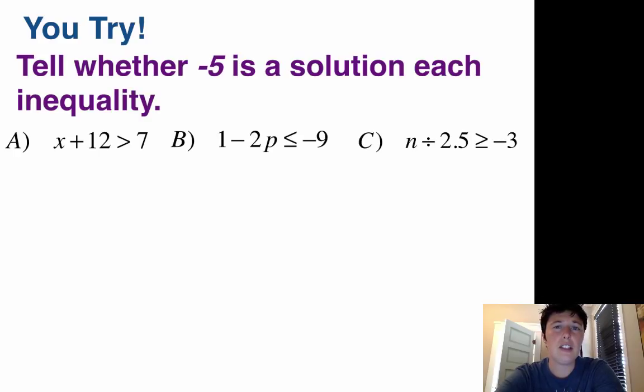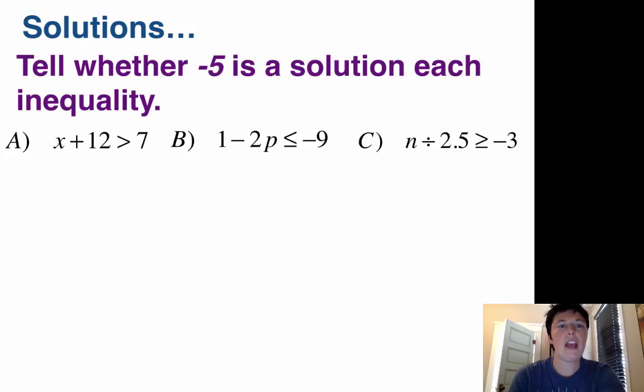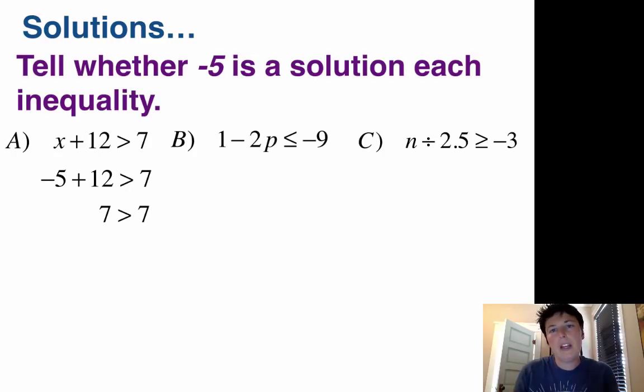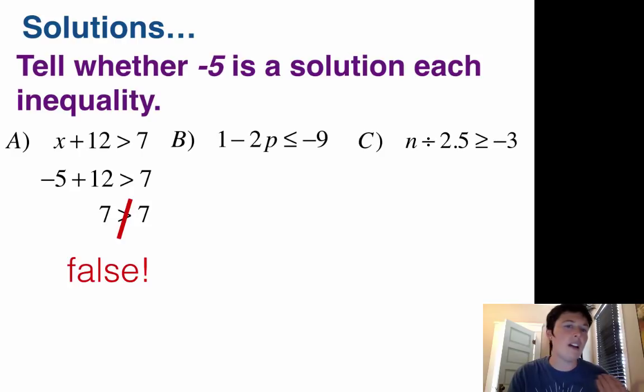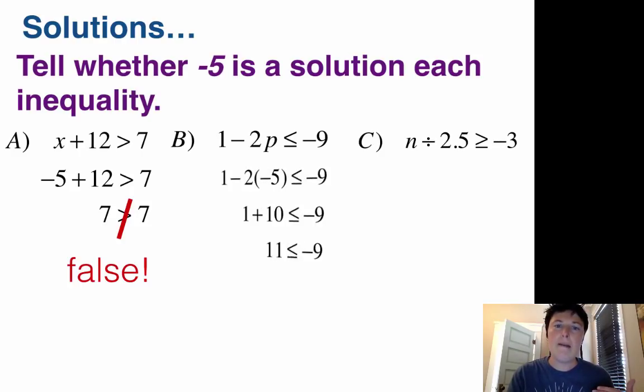Okay, you ready to check your answer? Have you paused the video and unpaused the video? I hope so. Okay, so we're going to look, is negative 5 a solution? So let's check out the first one, part A. We'll put negative 5 in there, and we'll add it to 12. That makes 7. And you end up getting 7 is greater than 7. Is 7 greater than 7? No, it's equal to 7. So this one's false. It didn't work. Negative 5 is not a solution. Not on that one. Let's try the next one.